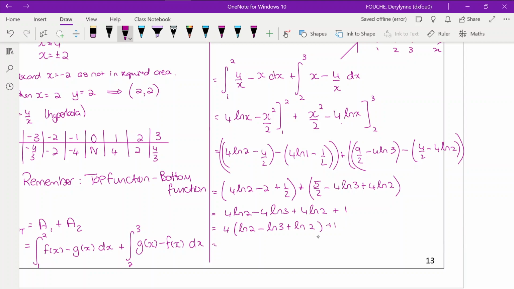and that gives me 4 ln of 2 times 2 over 3, and that gives me 4 ln 4 on 3 plus 1. Okay, and this is tech free, so that would be your final answer. Square units.